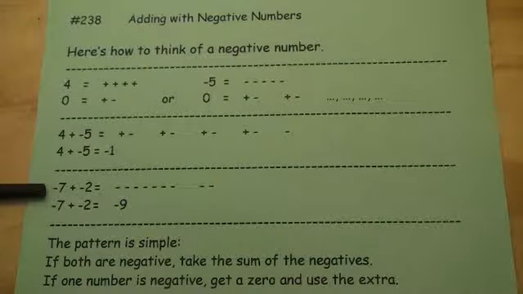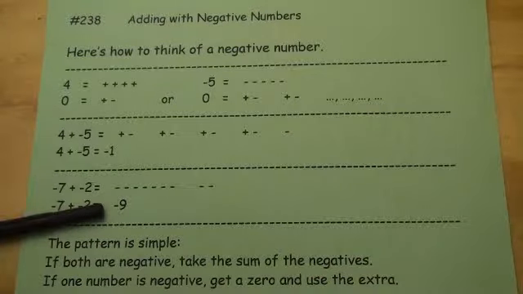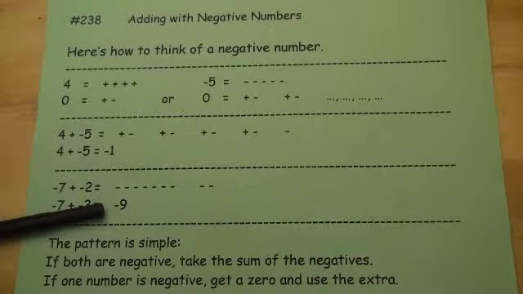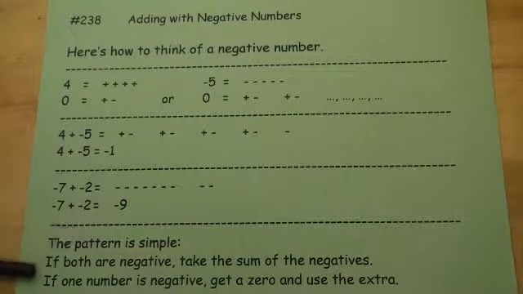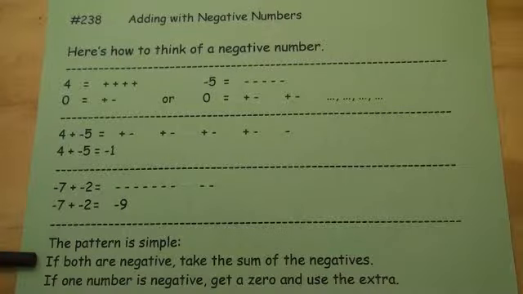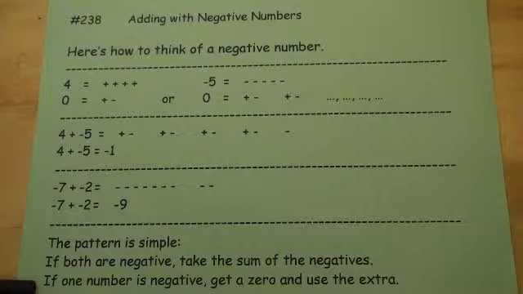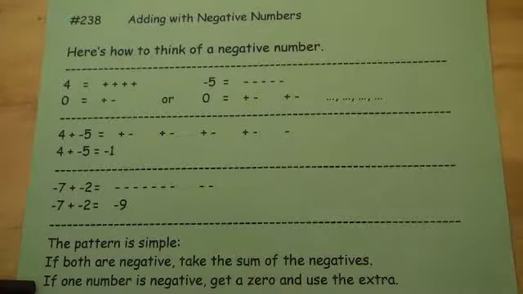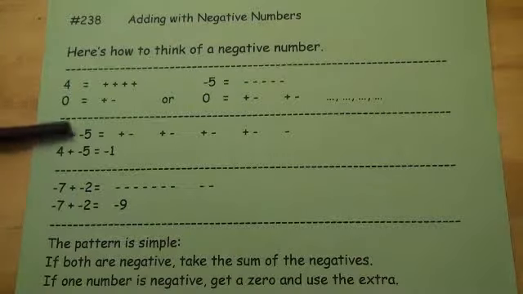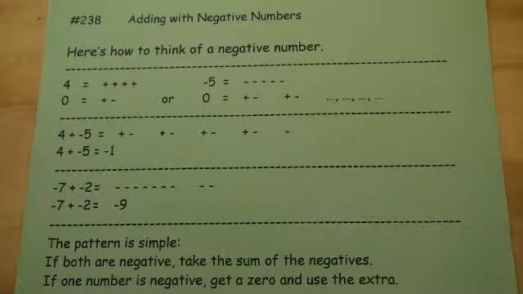Here you have negative 7 plus negative 2. Well, now you have 7 electrons plus 2 more electrons. That's simply 9 electrons. It's not very difficult for us to do that. So the pattern is simple. If both numbers are negative, then we just take the sum of the negatives, like we just did with negative 7 plus negative 2. And if one number is negative, then we get a 0 and use the extras. Here you get the 0, then you use the 1 extra electron.